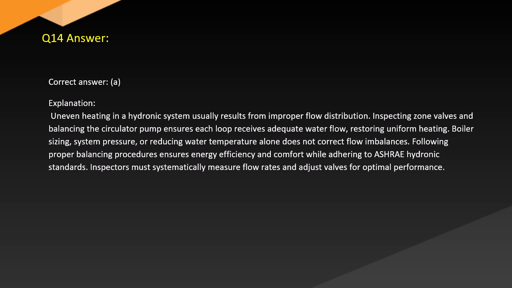Uneven heating in a hydronic system usually results from improper flow distribution. Inspecting zone valves and balancing the circulator pump ensures each loop receives adequate water flow, restoring uniform heating. Boiler sizing, system pressure, or reducing water temperature alone does not correct flow imbalances. Following proper balancing procedures ensures energy efficiency and comfort while adhering to hydronic standards. Inspectors must systematically measure flow rates and adjust valves for optimal performance.